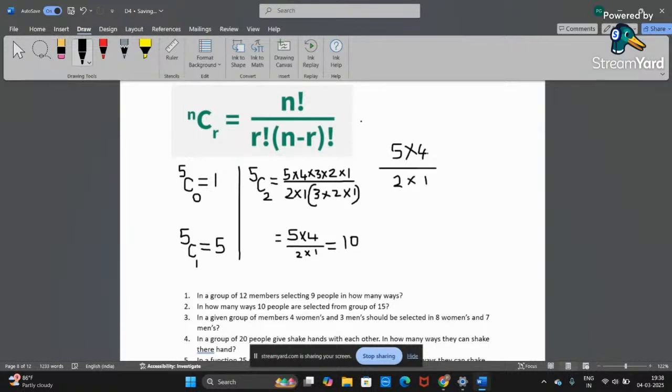If it is 5C3, then directly write it as 5 into 4 into 3. Why am I writing only 3? Because here it is 3, so we need to write the next 3 numbers. And in the denominator, here it is 3 numbers, so you have to start from 3, 2, 1.